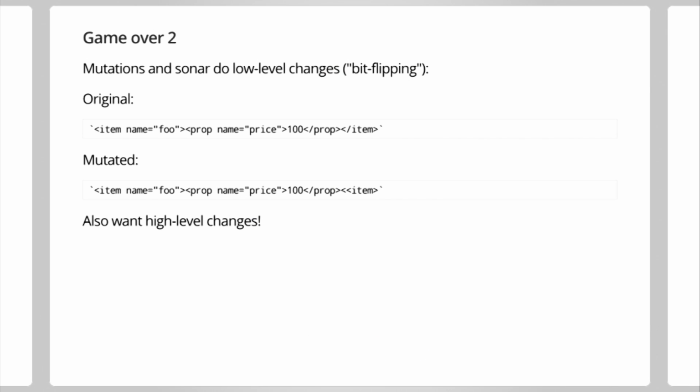And now the second secret ingredient. The mutation and Sonar only do low-level mutations of the input. They do so-called bit flipping. If you have an XML input, they can, for example, replace a slash with an opening bracket. And that can find some bugs in the parser. But for XML input, we actually want higher-level changes and mutations of this input. We want, for example, to insert new elements, add and remove attributes, and so on.